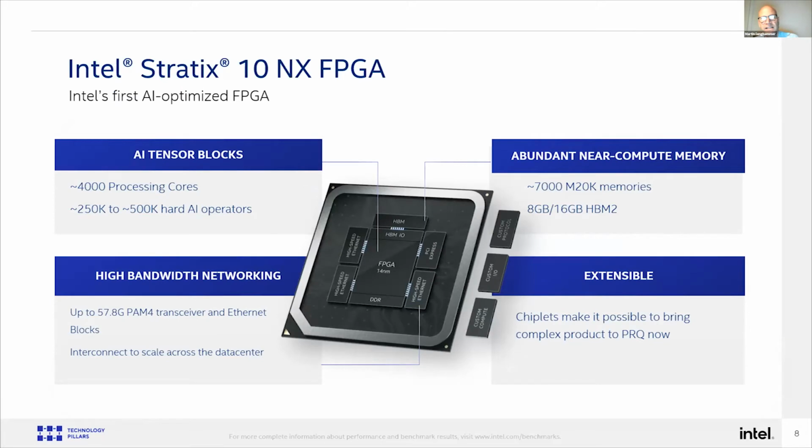If we look inside the NX part, we've got a large number of AI tensor blocks. That gives us up to 500,000 hard operators. There are 96 transceivers so that we can build a big network of NX devices. We've got lots of memory, including 1 or 2 stacks of HBM2. And we're using the Intel EMIB technology to use chiplets to build these very complex devices and be able to manufacture them in volume.